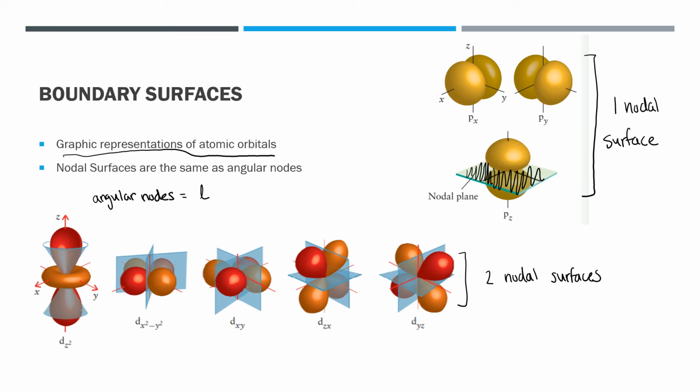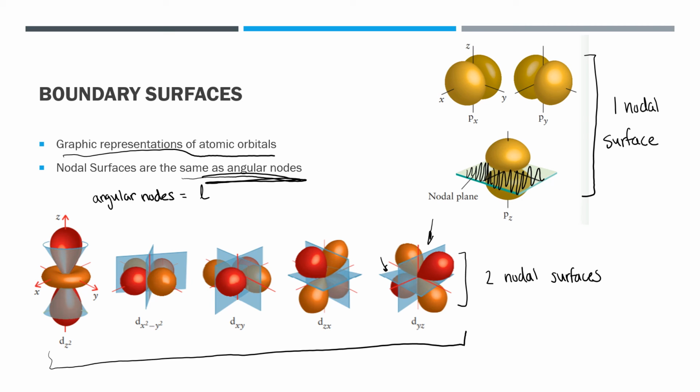Nodal surfaces are the same as angular nodes. That's just an equivalency to make in your mind: you might hear the term nodal surface or you might hear the term angular nodes, but they're the same thing. If we look at the d orbitals, you might not have seen these pictures before, but they're very important because we're going to need to know the shapes of d orbitals later on. So it's important to have these in your mind, even if you might not have gone into them in an AP Chemistry class. But these are the shapes of your d orbitals, and you can see that for all of the d orbitals you have 2 nodal surfaces, and they're shown graphically on this image.